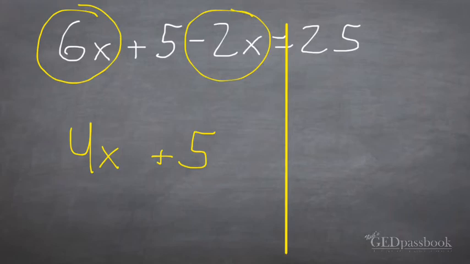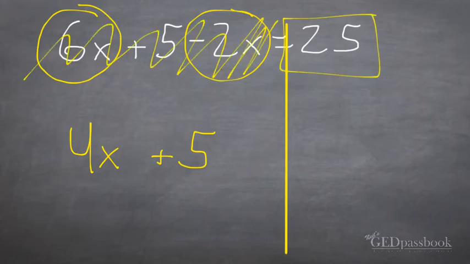No, there isn't anything else that I can do. So guess what? You're done with that side. Now just go to the other side. So block all of this off. Look at this number right there. Is there anything I can do?